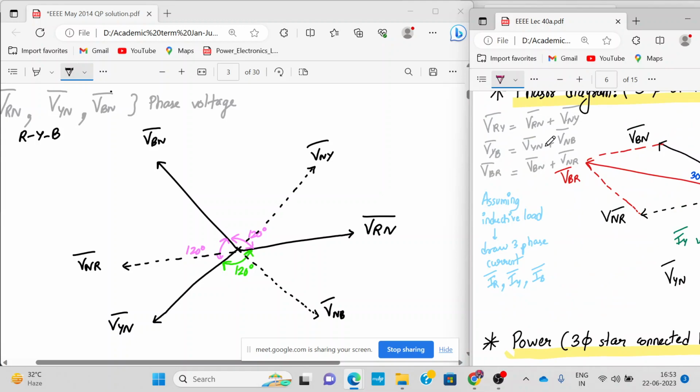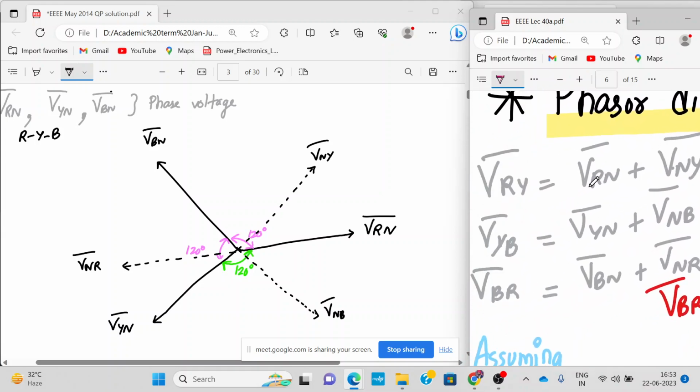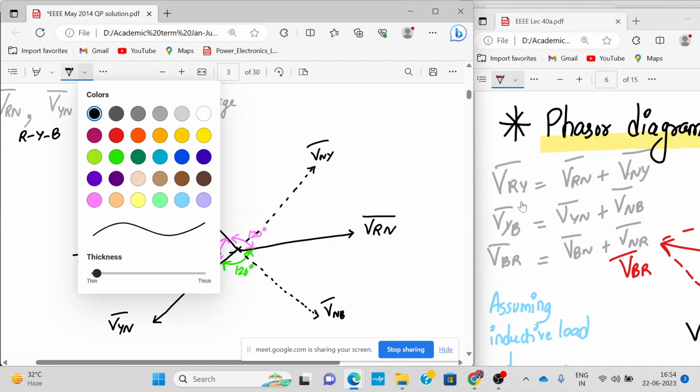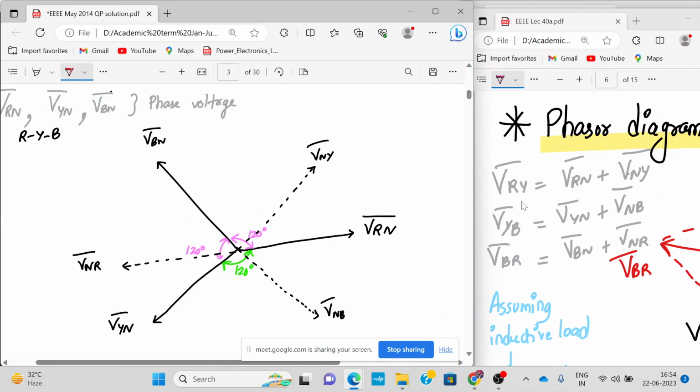Yes, sir. Okay. Now only listen to this. This is the relation between line voltages and phase voltages, how they are related in vector form. Identify where is VRN. This is VRN, and this is VNY. Do you remember when you add two vectors according to the law of parallelogram, how you should add it? Like this, right? This will be the resultant. Parallelogram, yes.